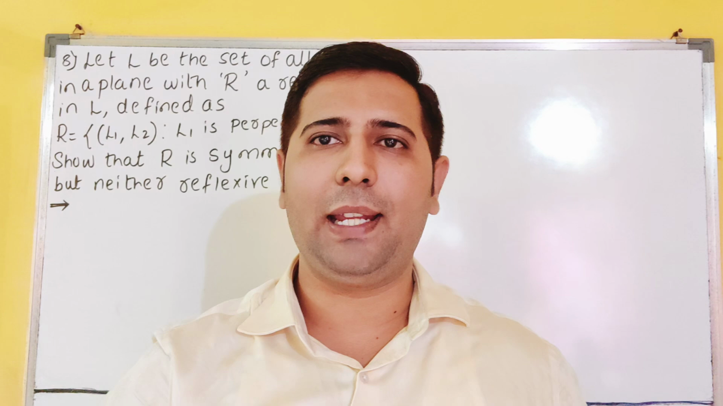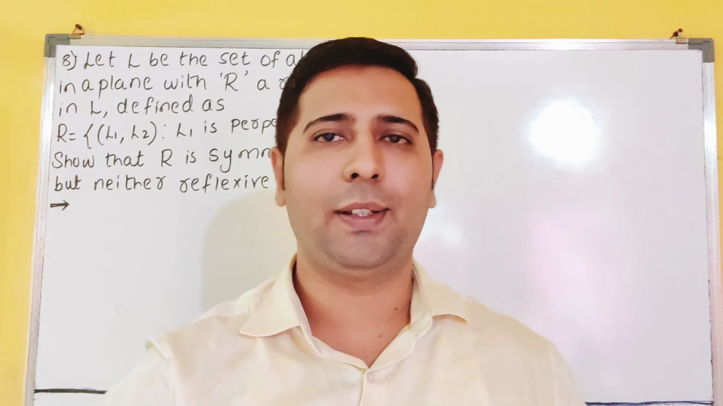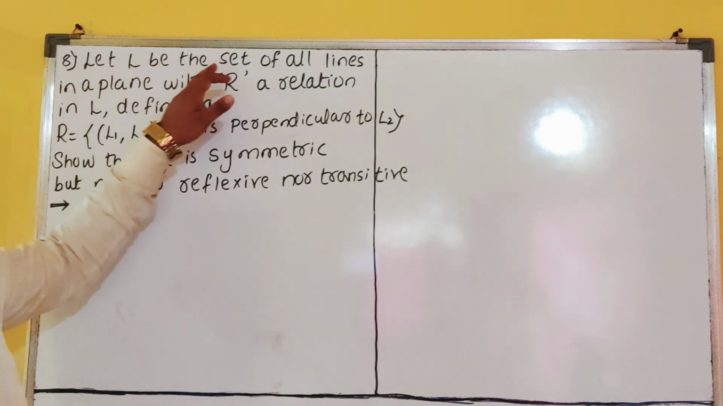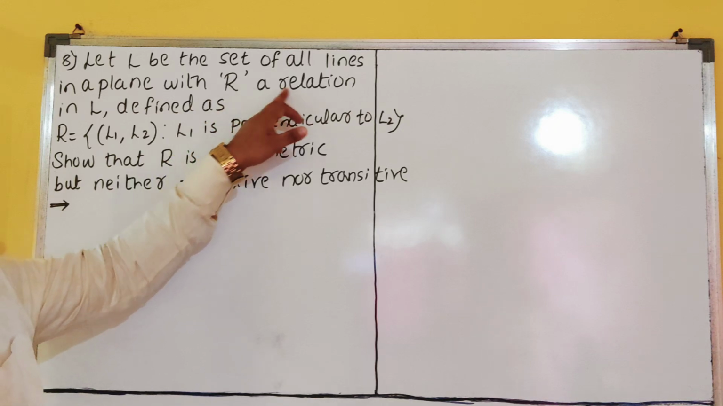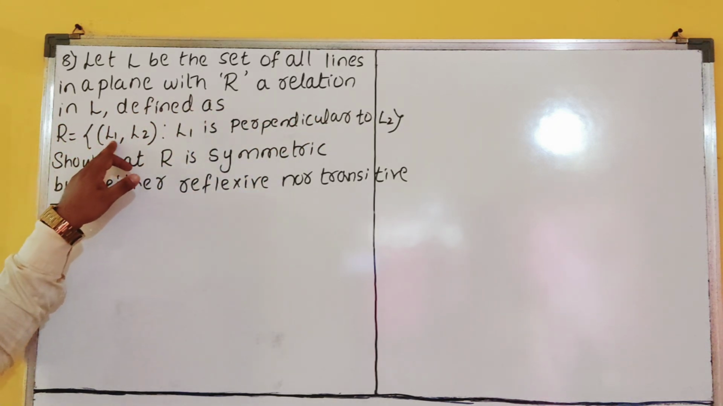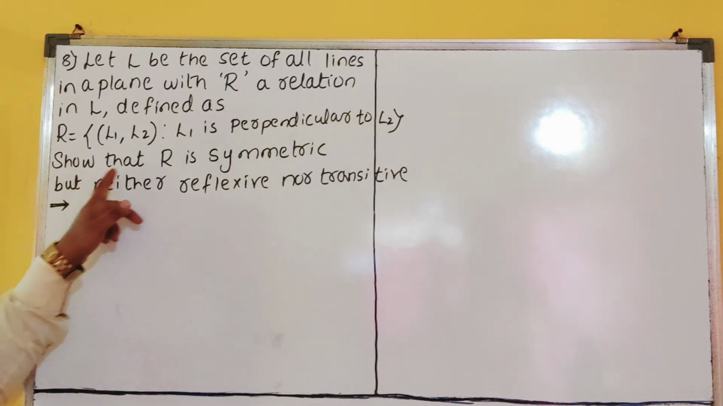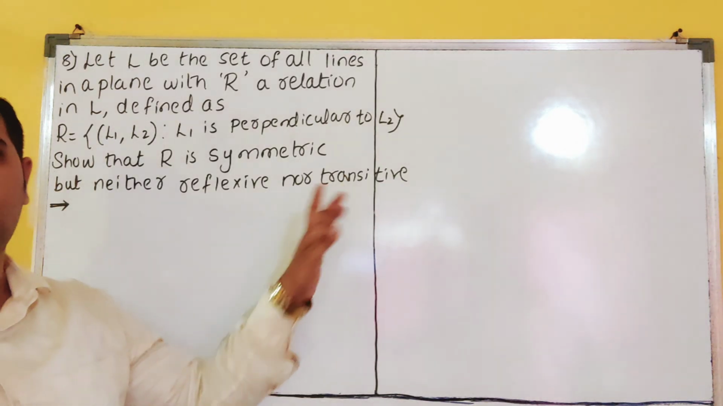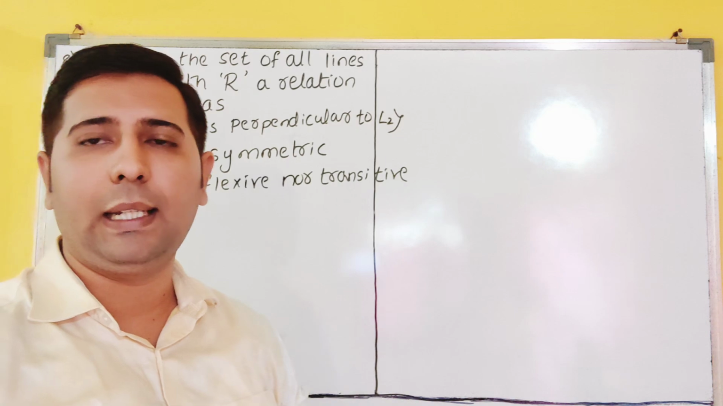In today's class we are learning relations and functions. Question number 8, 3 marks, dear students. So now let us see the 8th question, what they had asked. Let L be the set of all lines in a plane, with capital R a relation in L defined as R = {(L1, L2) : L1 is perpendicular to L2}. Show that R is symmetric but neither reflexive nor transitive. Very simple, dear students. This is the question they had given.